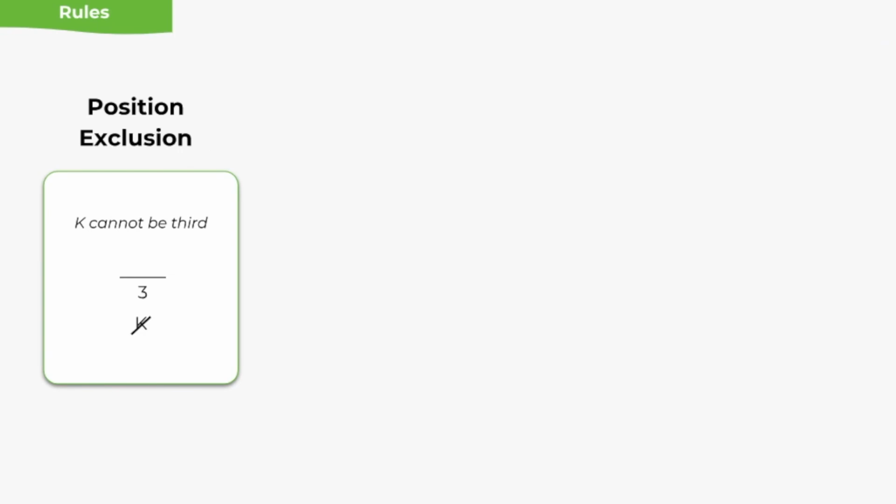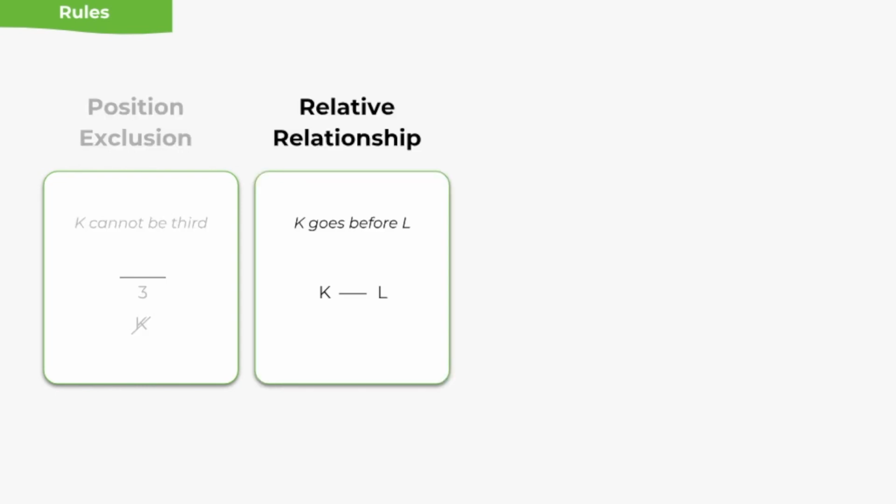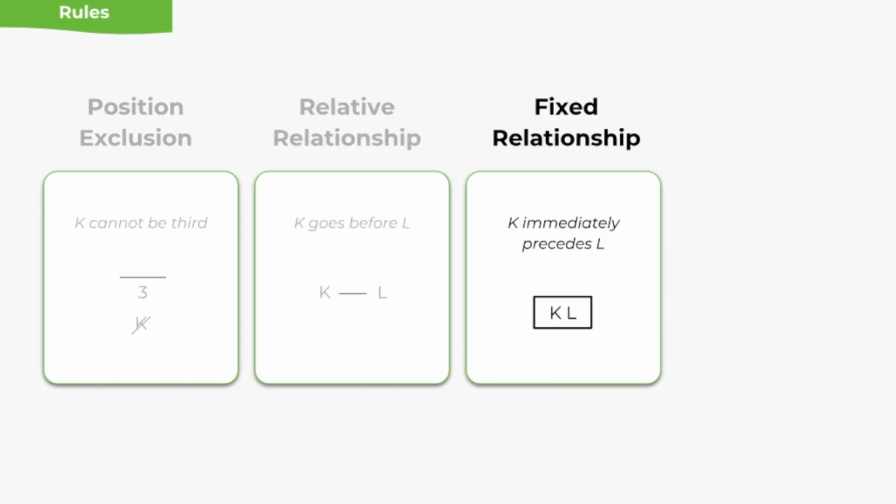So the rules that you're looking out for are, first, position exclusions, where they rule out a particular player from a particular position. Relative relationships, where they tell you that one player is in front of or earlier than another player, or later than. You're also looking out for fixed relationships. So these are blocks or anti-blocks, or blocks where you have positions in between the elements.